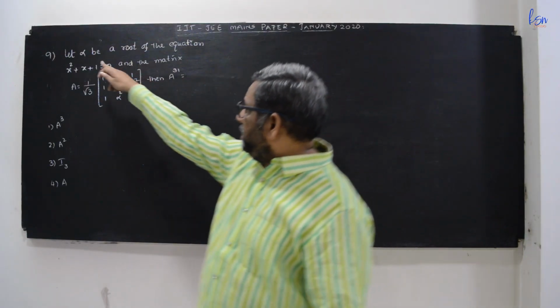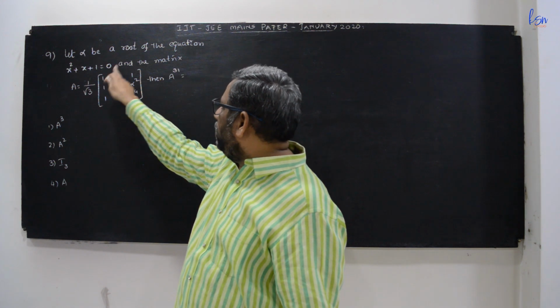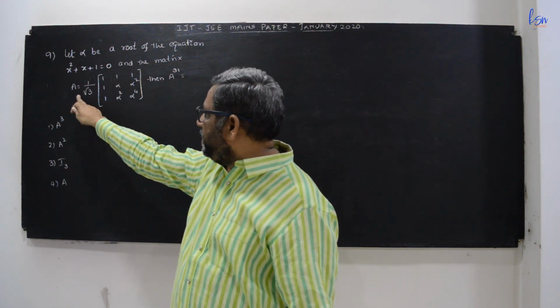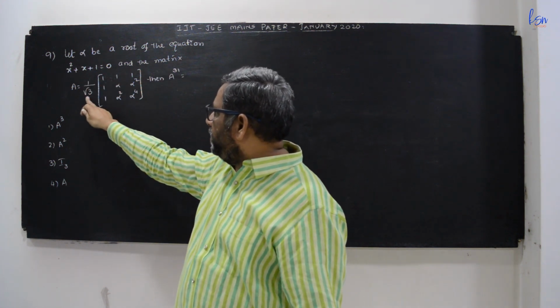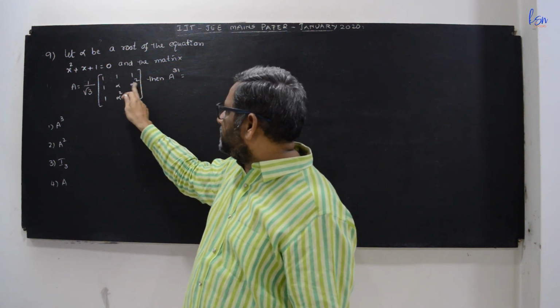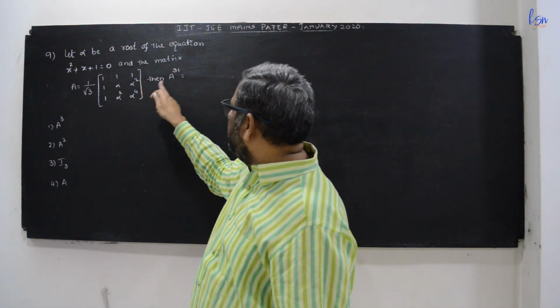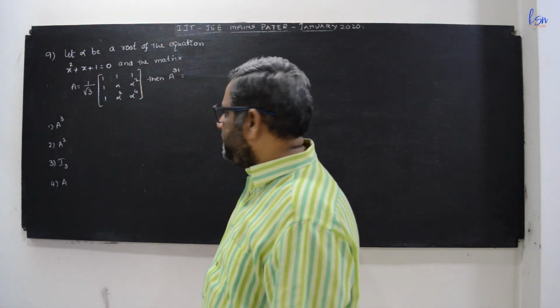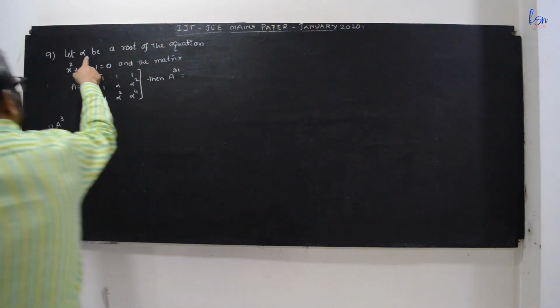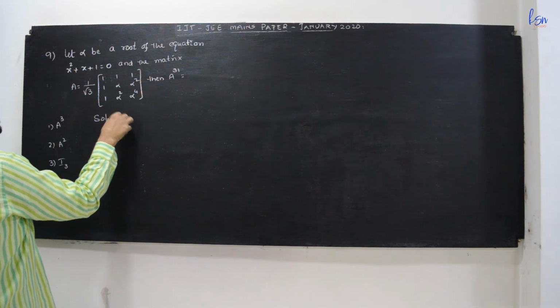The next problem. Let alpha be a root of the equation x square plus x plus 1 equal to 0 and the matrix A equal to 1 by root 3 into the matrix with rows 1, 1, 1; 1, alpha, alpha square; 1, alpha square, alpha 4. Then A to the power of 31 is. It is given that alpha is a root of this equation. Let us consider the solution.